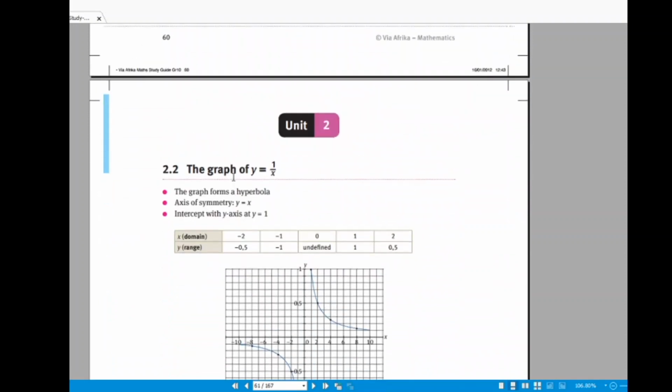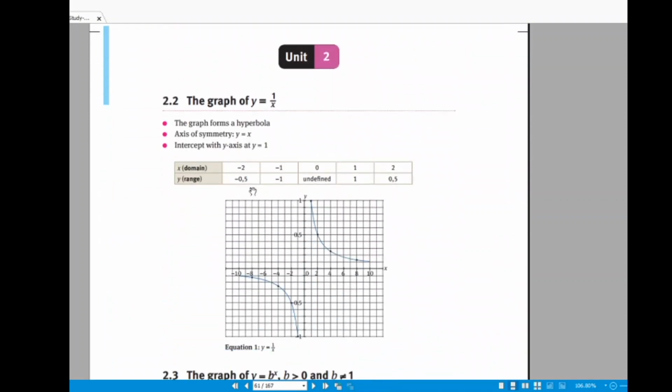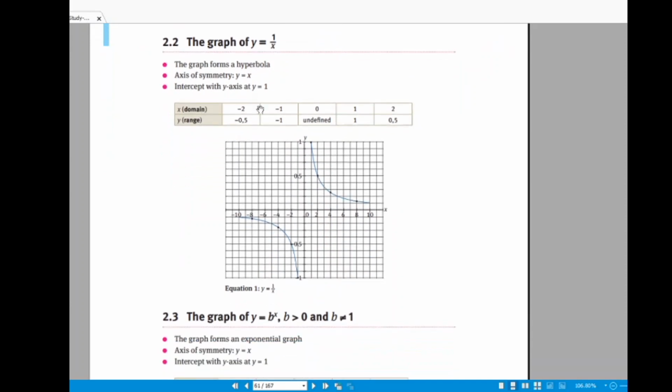Okay, and then we also have the graphs of the hyperbola, which are in the form y equals a over x, right? The graph forms a hyperbola, and our axis of symmetry is the line y equals x, or the line y equals minus x, right? So an axis of symmetry is sort of like a mirror line.